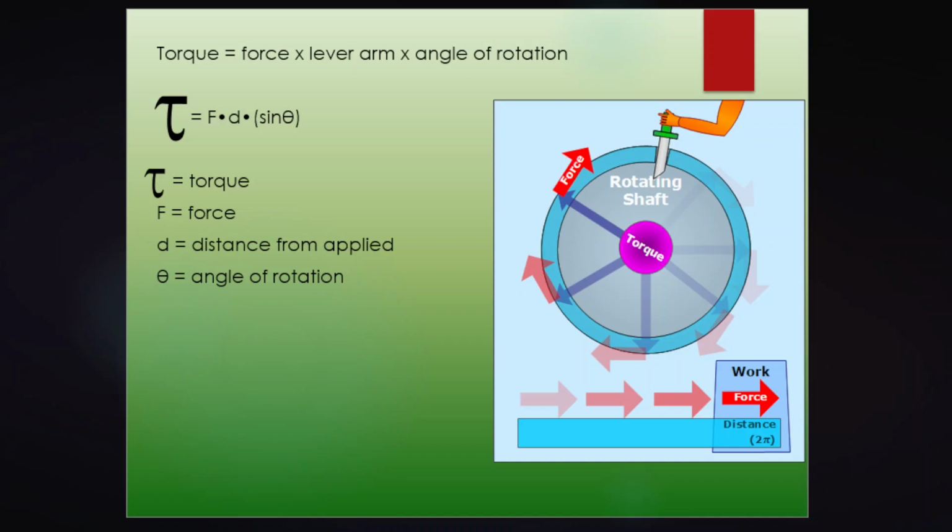So torque is the force times the lever arm times the sine of the angle of rotation. Most of the time you want it to be basically 90 degrees. You want your force to be tangential. That way all your force goes into producing a torque on your object.